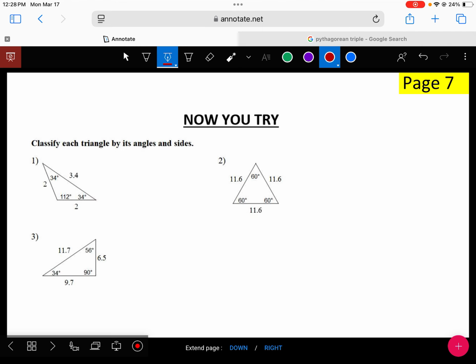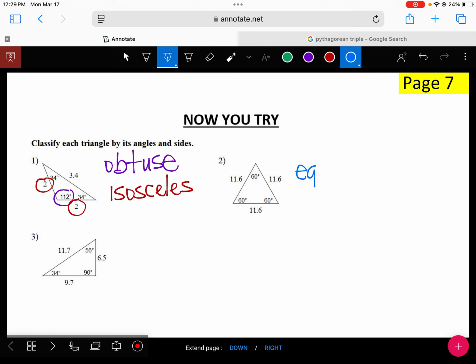Go ahead, pause the video, and try to answer these 3 questions. Classify them by angles and also by sides. So number 1 would be an obtuse triangle. 2 sides are the same, so it's isosceles. For number 2, it is equilateral and equiangular.